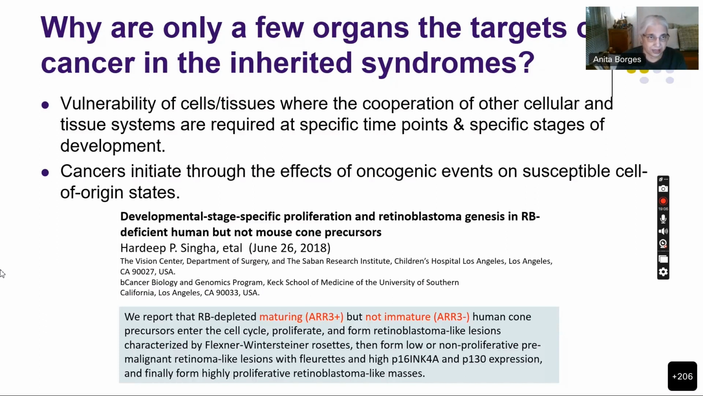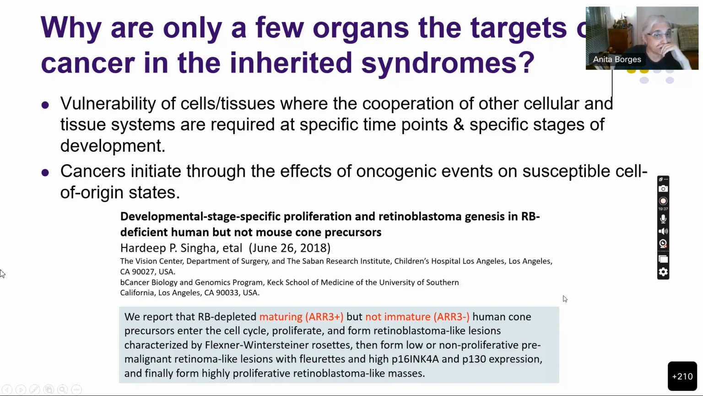And there's some interesting work that has been done. And I would say here, you see the second point, cancers initiate through the effects of oncogenic events only on susceptible cell of origin states. That means when the cell is most susceptible to this, and there are some cells that are very susceptible at a particular state. And here is a nice little paper. If some of you are interested, you can go and look it up.